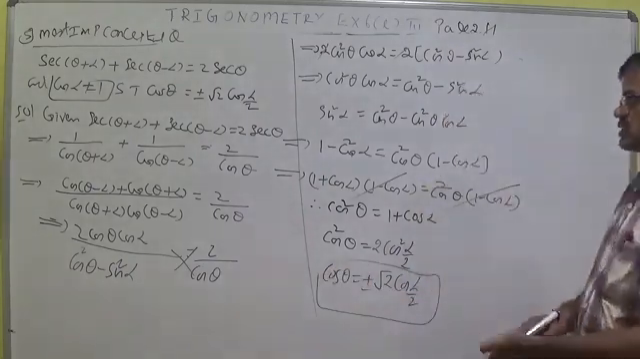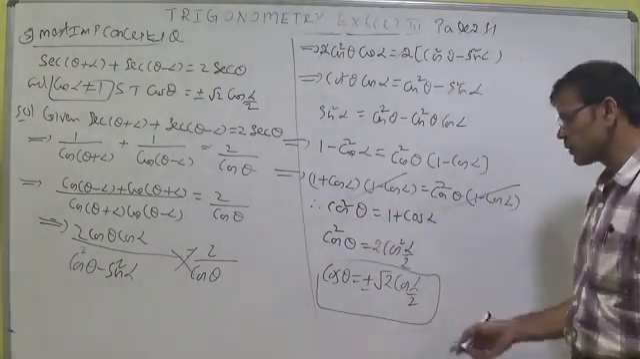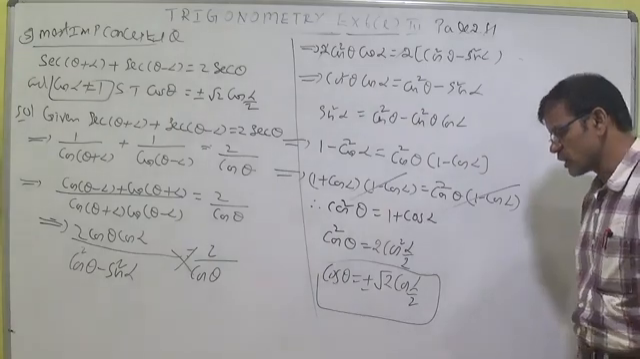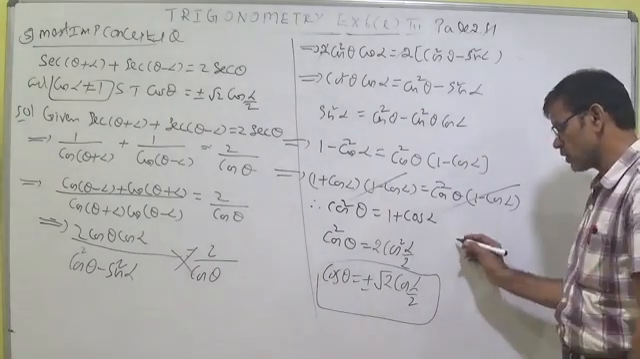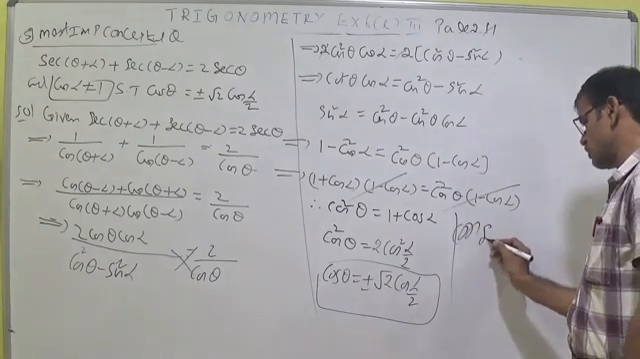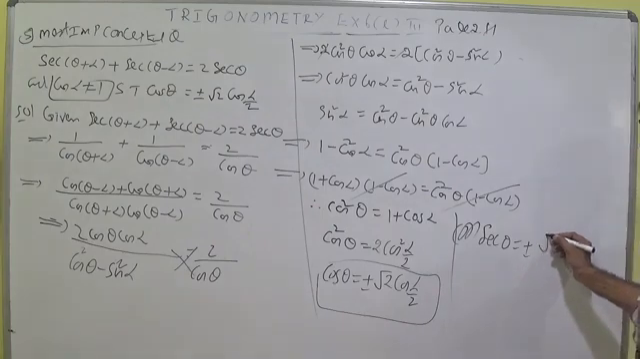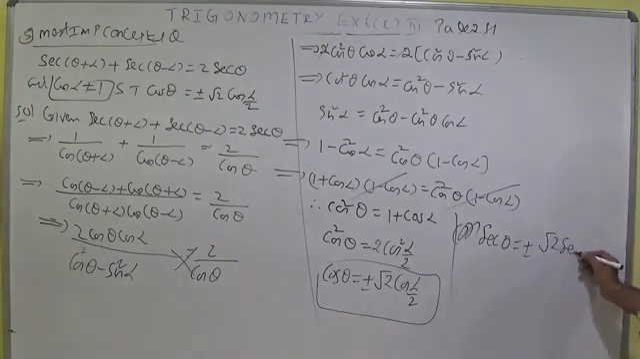Cos theta is equal to plus or minus root 2 into cos of alpha by 2. If you take the reciprocal, then 1 by cos theta is equal to 1 by root 2 into cos alpha by 2. Or for objective, I am writing secant theta is equal to plus or minus root 2 secant alpha by 2.